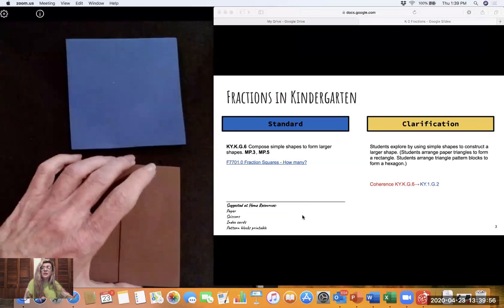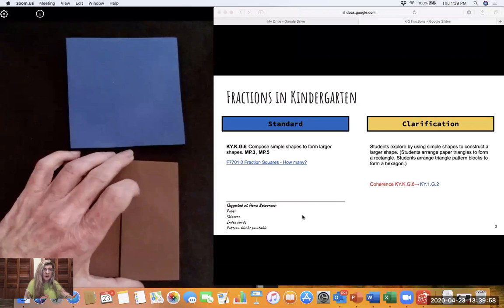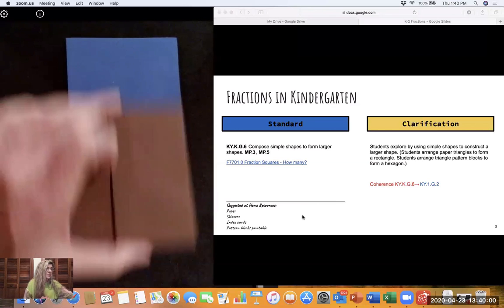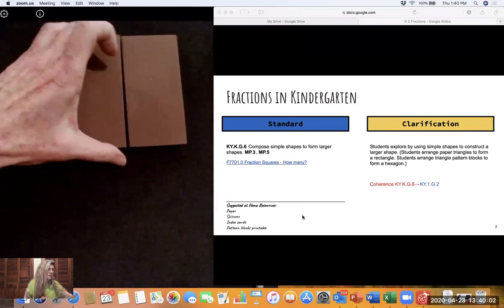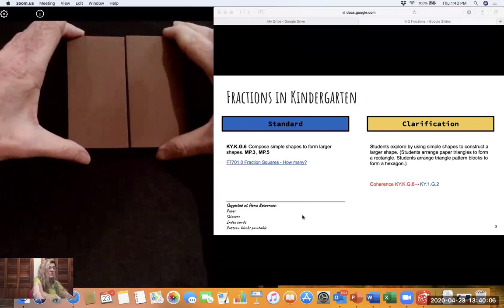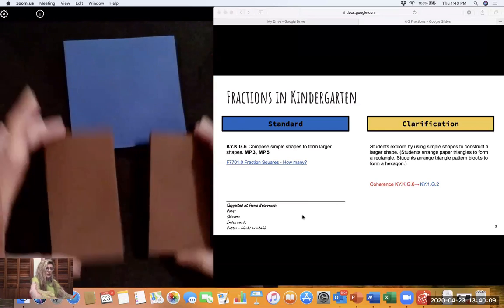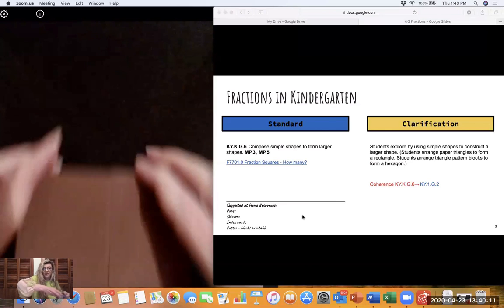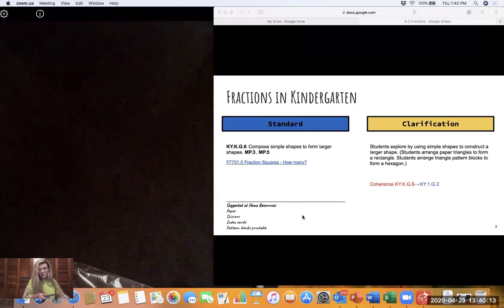Now, you see how this is working up to fractions, that square, 2 equal parts. We divide it into 2 equal parts. If we did, that's what they would look like. So we're building on that fraction foundation. So that's an activity, like I said, it's called fraction squares, how many, and it goes through a whole series of things that you could do with them.